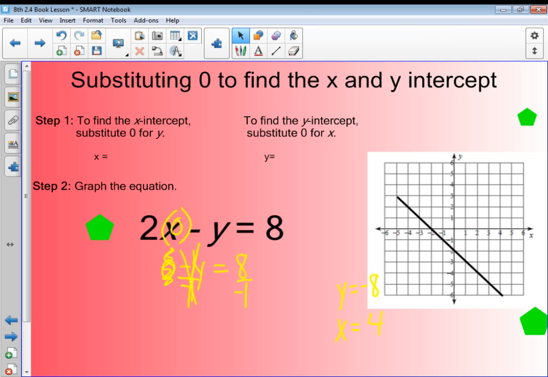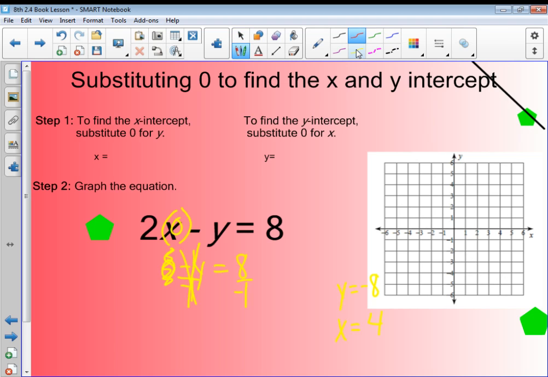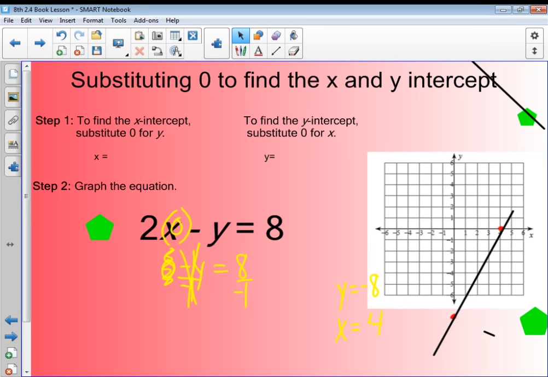And then I would go through and actually graph these out. So my x-intercept was 4. And my y-intercept was -8, which my graph isn't big enough for, so it'd be down here somewhere. And then I would draw my line through that. So that's what your equation, or your line, would look like for that one.